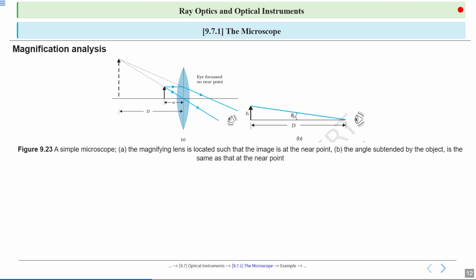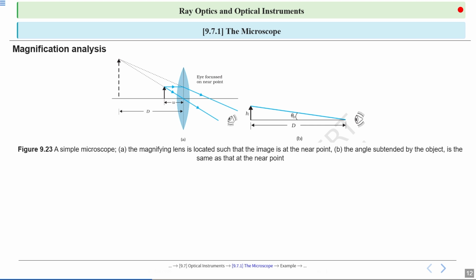Okay, in the A diagram, it is again the same diagram in which the image is formed at the near point and the object is placed within the focal length. And in the B diagram, we see the angle subtended by the object at the eye when it is placed at the near point. The object is within the focal length, but the eye can see the object comfortably at the 25 centimeter near point.